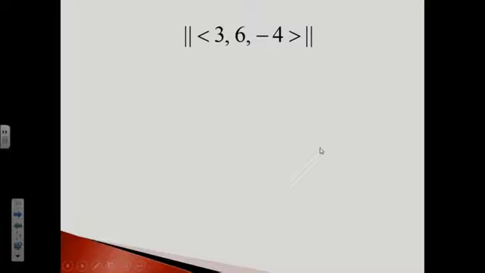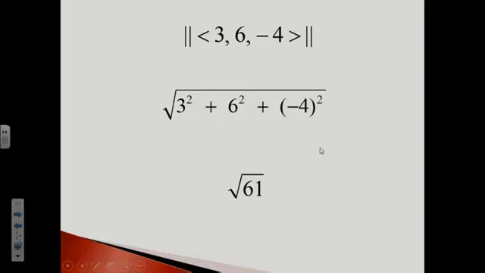The formula to calculate the magnitude of a vector is similar to R2. Given a vector with three components, 3, 6, and minus 4, the magnitude of this vector is the square root of the sum of three squares. So the result is square root of 61.